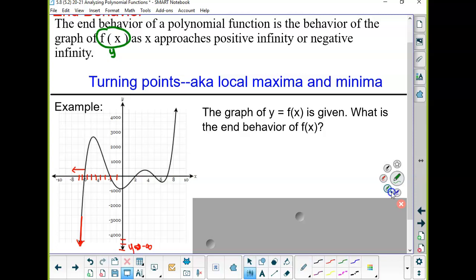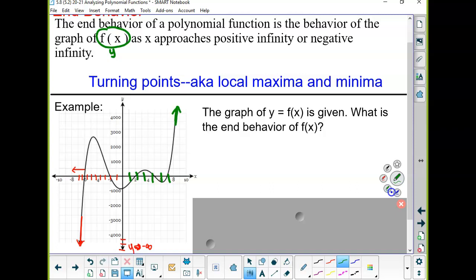Sometimes it works well. Now, notice that was when we went to the left. So as x was going to the left, the output is going down to negative infinity. Well, what happens as I go to the far right? Where are the outputs of this function headed?